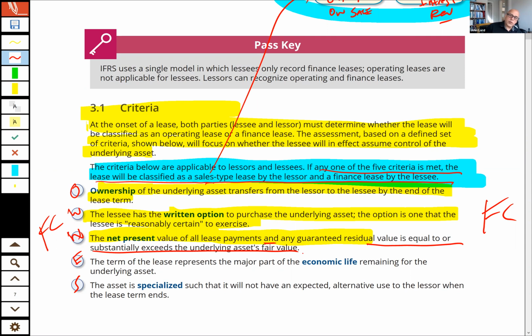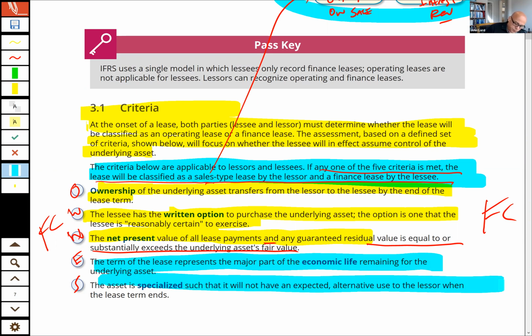They're saying, well, if you look at all those payments on a present value basis, you're basically buying that thing. We're going to make you treat that as a finance lease, okay? Coming down, if the term of the lease represents the major part of the economic life, or the asset is specialized such that there's no alternative use. In other words, you're pretty much leasing this property that only you can use at that point in time.